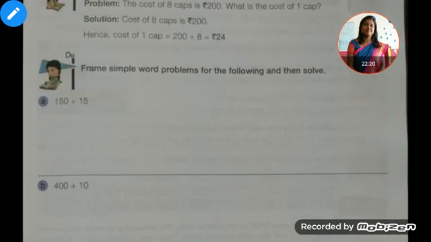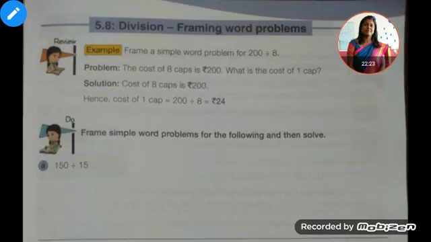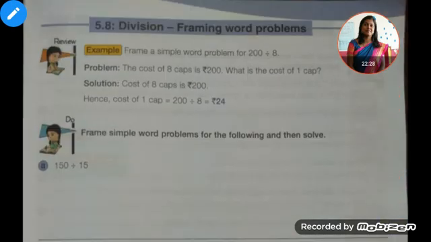Similarly 400 divided by 10. The smaller number, 10, is the quantity, and you can use any material as an example, like the cost of 10 mangoes is equal to 400. So what is the cost of 1 mango? This is how you frame the word problem out of the sum given. If you face any problem in framing story problems or word problems, you can contact me. I feel this is quite easy. You can take your own example.